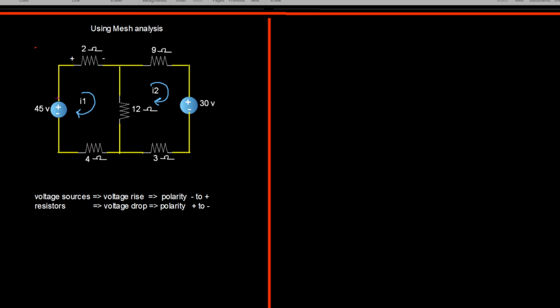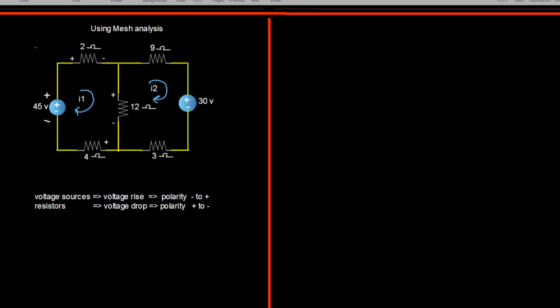So when current I1 is flowing through this, here it is minus to plus, and here it is voltage drop, so it is plus to minus. Again, here also it is voltage drop when the current I1 is flowing, so it is plus to minus, and here when it flows through that, it is plus to minus.